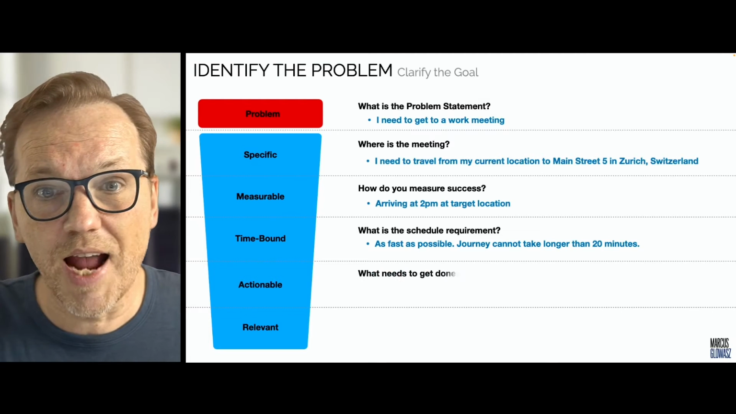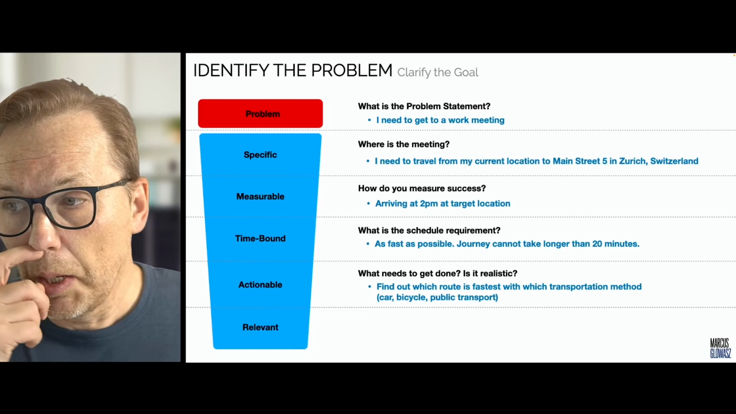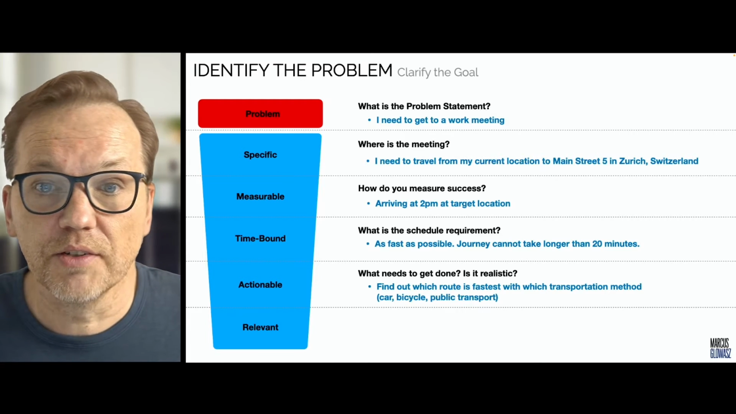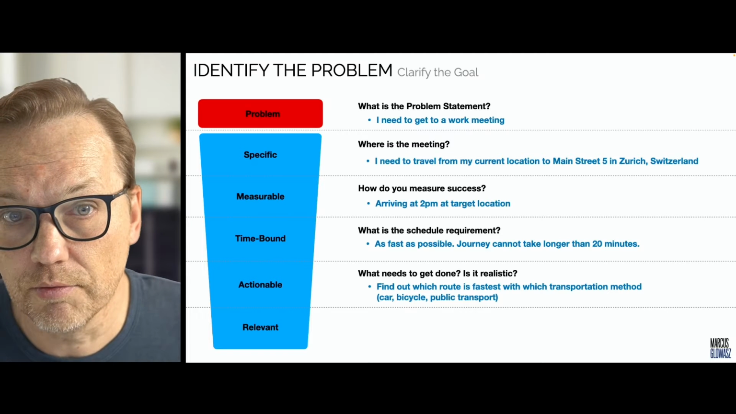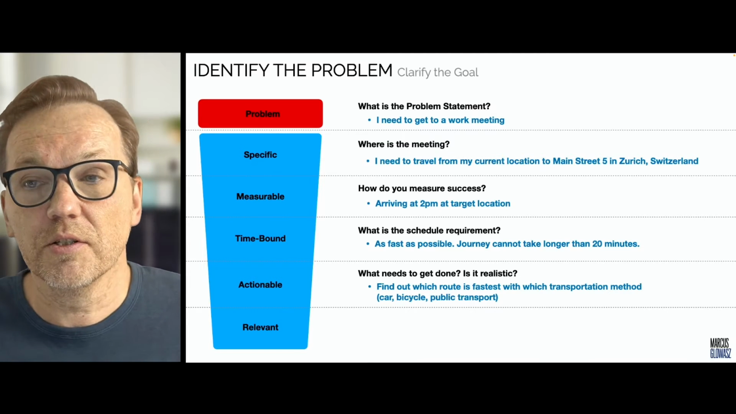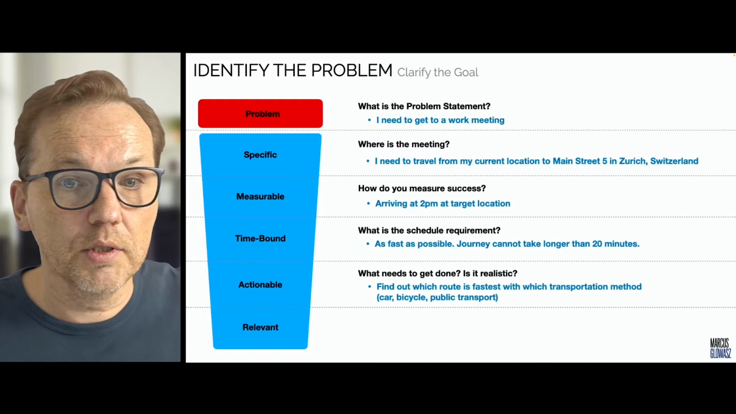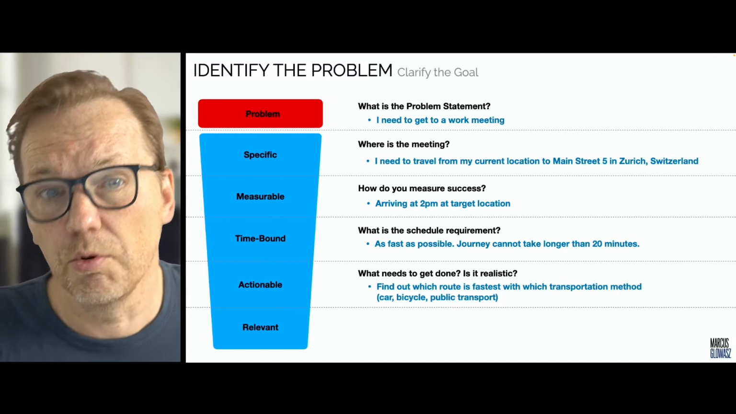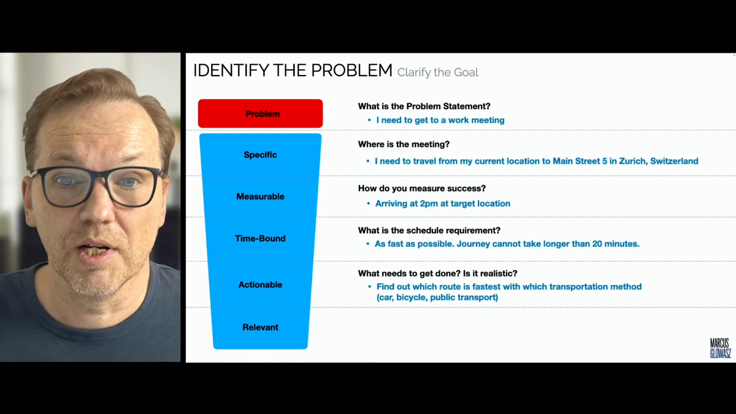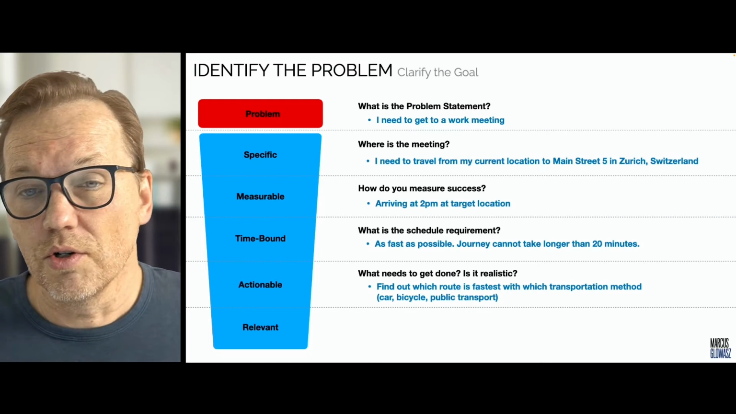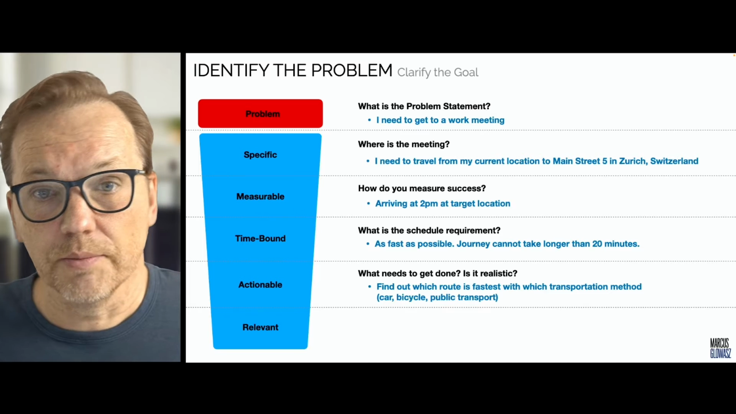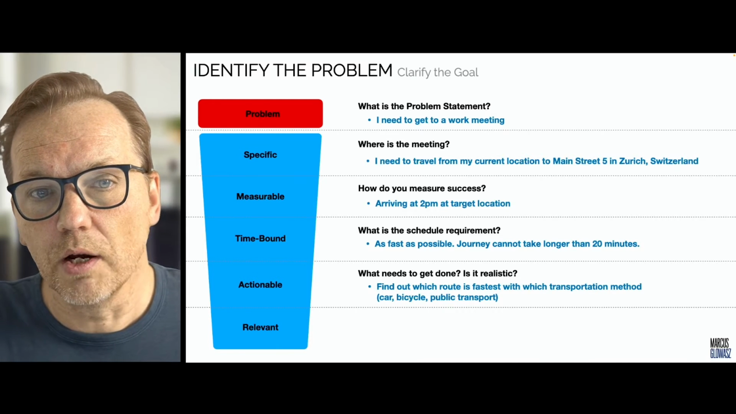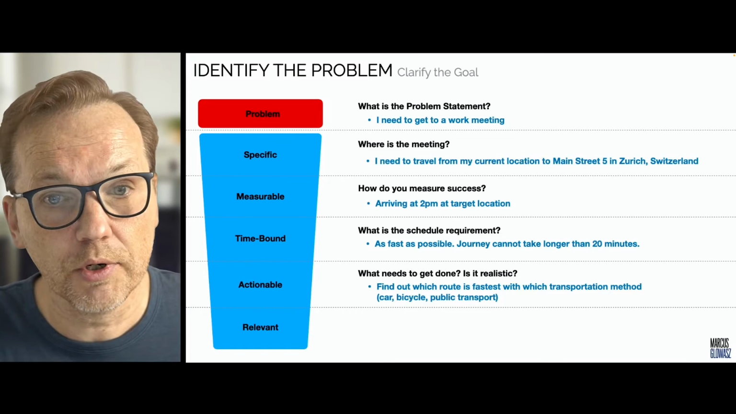So, and make it actionable, meaning what needs to get done, but also is it realistic even, right? So if I'm saying, I'm based in Switzerland here, if I'm saying I want to go to New York in 20 minutes, I want to be there, I reckon that's not achievable and not realistic really, right? So this is one question to ask. But the other thing is, what do we really need to do right now? That we have some actions that we can work with.